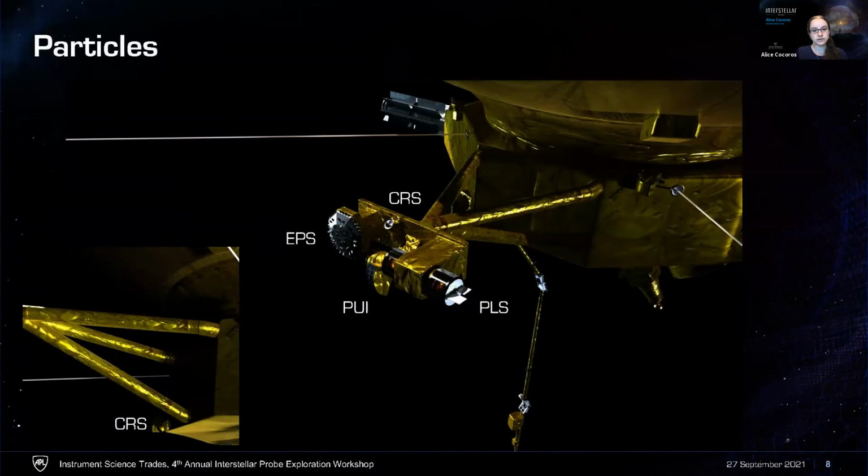Your cosmic ray system here has a telescope on the top and then another on the bottom, pointing 90 degrees away from each other, which accounts for the highest energy particles, likely all the way up to 1,000 MeV. So these are, once again, accommodated on the boom to avoid field of view obstructions in order to have almost full sky coverage, which is really important for the measurements.